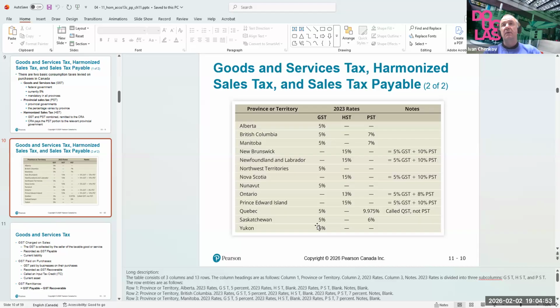On the territories, there is no HST, only GST, 5%, as you can see. So which territory doesn't charge PST? Obviously, all the territories, as you can see. Northwest Territories doesn't charge PST, Nunavut doesn't charge PST, and Yukon doesn't charge PST.